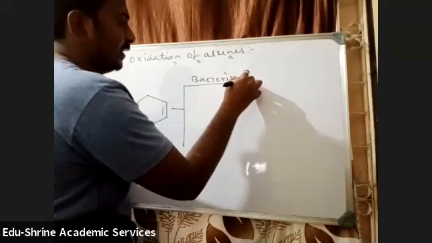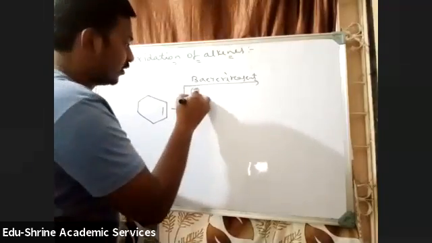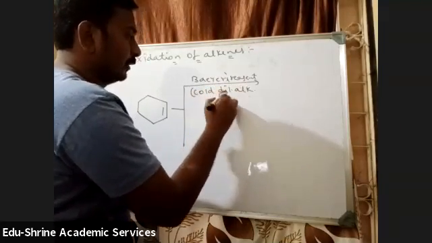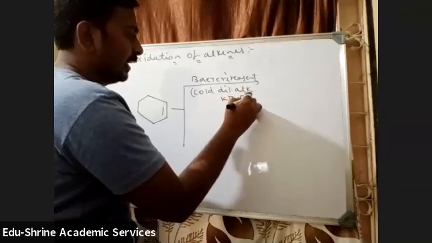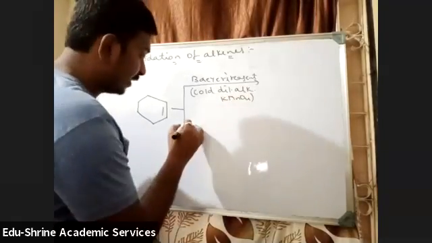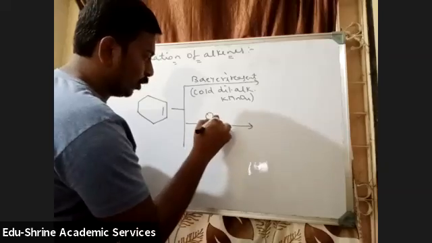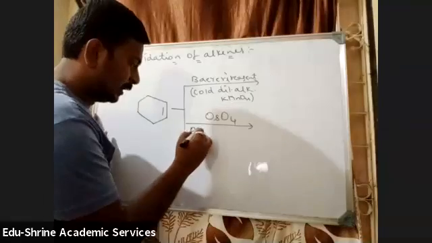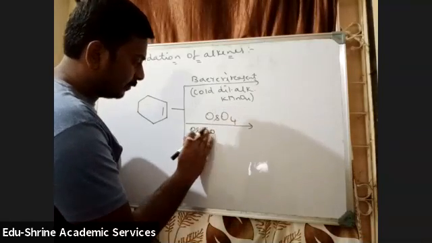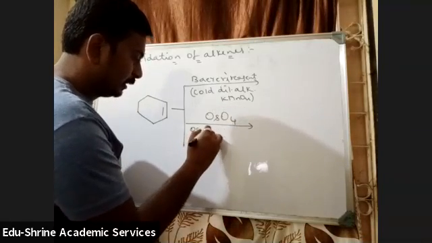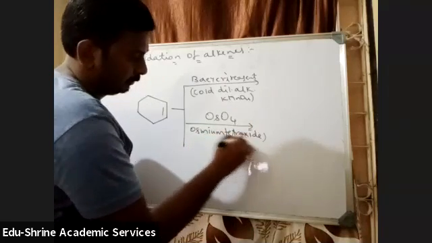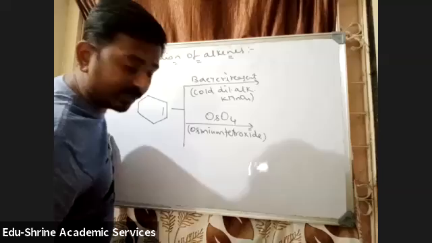One oxidizing agent is Bayer's reagent, which is cold dilute alkaline KMnO4. This is one oxidizing agent. The other oxidizing agent is OsO4, that is osmium tetroxide. This is also an oxidizing agent.